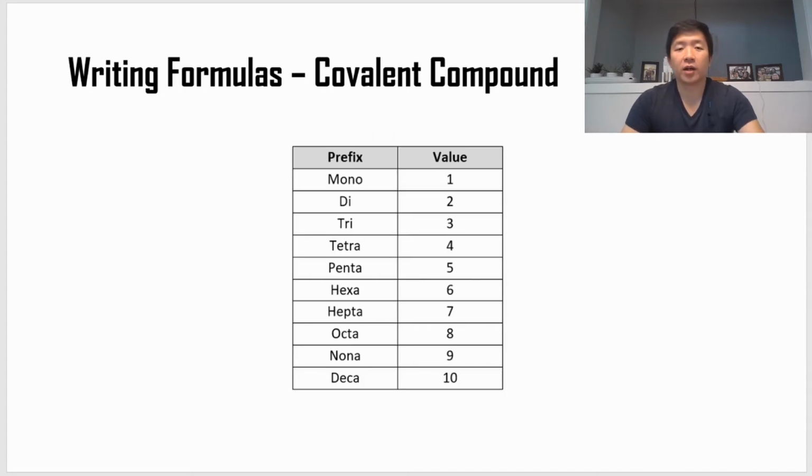Just a reminder that if you've forgotten what the prefixes are, they are on the backside of the periodic table as well, so you don't have to memorize them. But it does make your life a lot easier if you can memorize most of these. For example, mono is 1, di 2, tri 3, tetra 4, and then penta, hexa, hepta, octa. Those are quite common prefixes. Nona is 9, deca is 10.